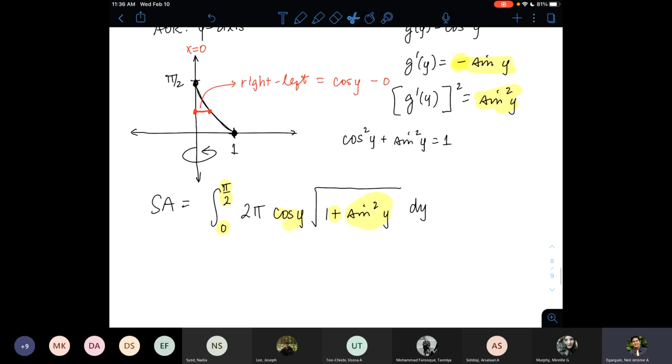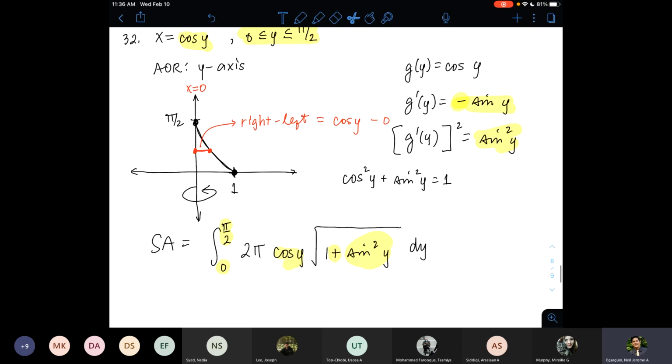Now, if that's okay, then let's try centroids, finding the centroid.